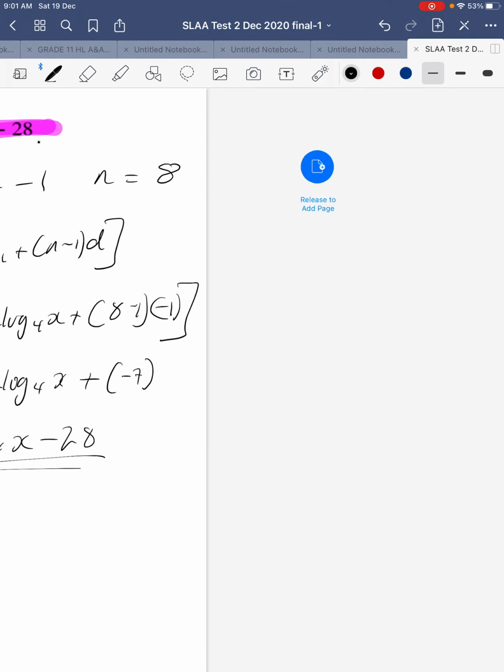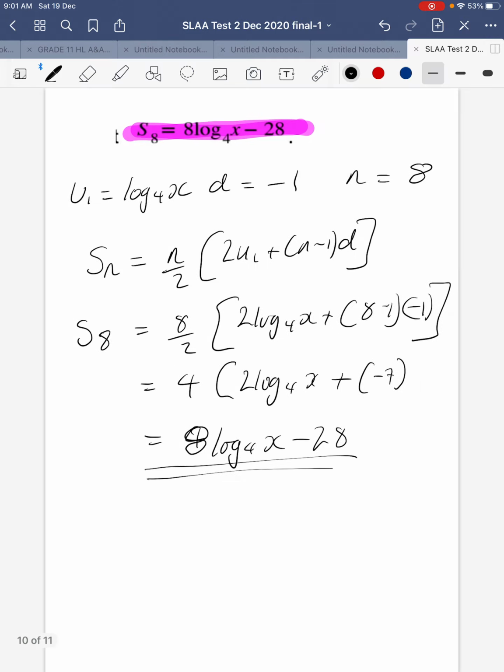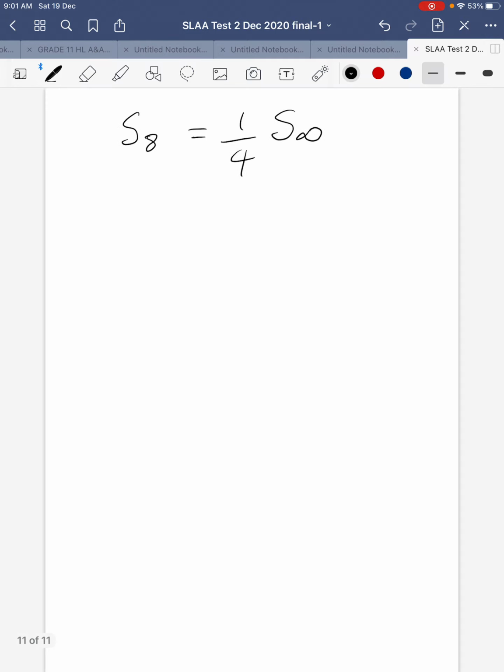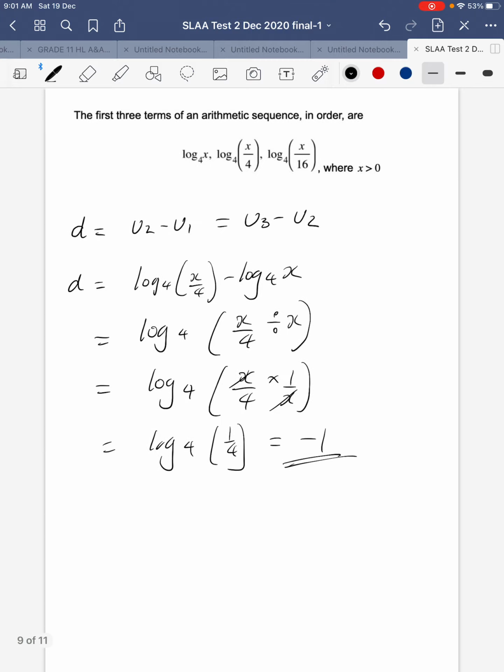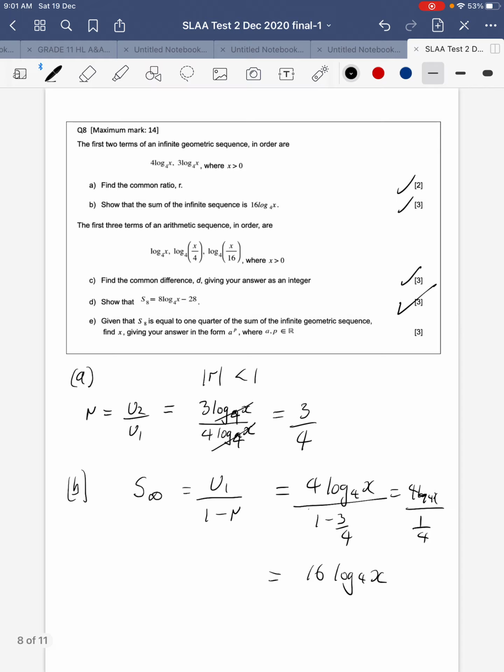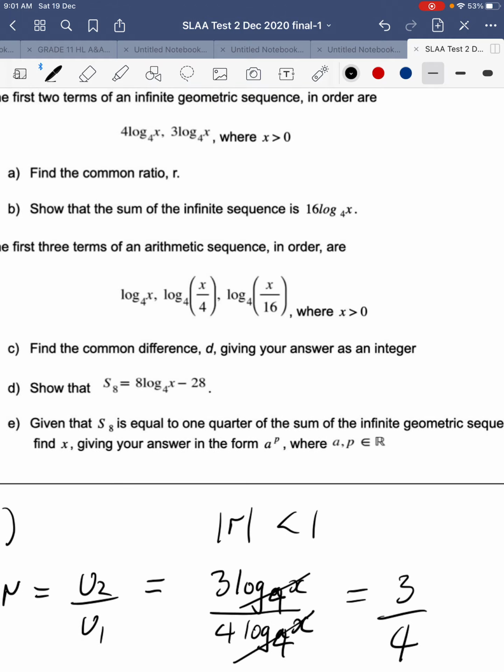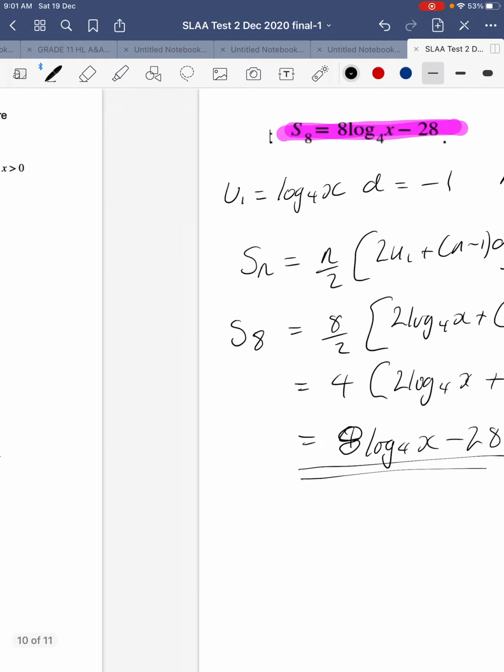So I'm going to write that down as a statement, put another page in there. So S8 equals 1/4 the sum to infinity. Okay, so we're just going to substitute some of our answers in there. Now it told us what S8 was. It's 8 log to the base 4 of x minus 28. That's equal to 1/4 the sum to infinity. And we've got an answer for the sum to infinity back here. Show that the sum to infinity is 16 log to the base 4 of x.